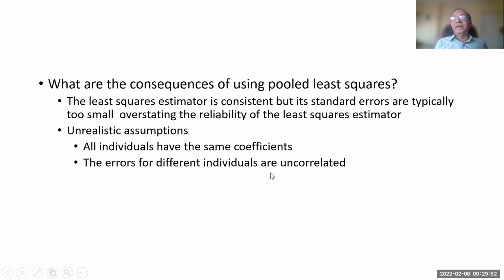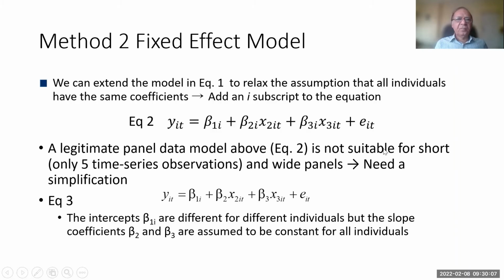But in the pooled data, we consider that all coefficients are the same. The errors for different individuals are uncorrelated, so there is no correlation between the errors. These are the basic consequences of pooled least squares.